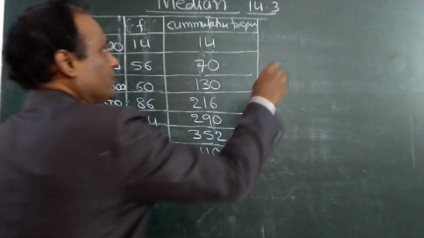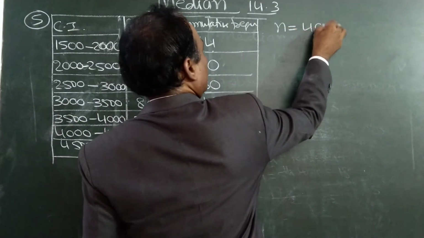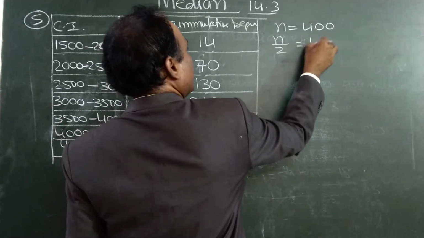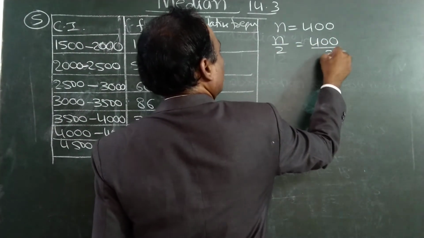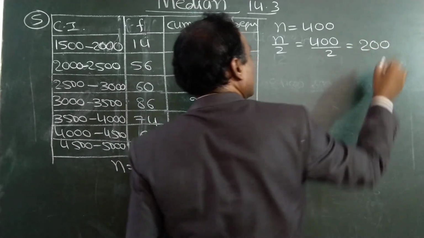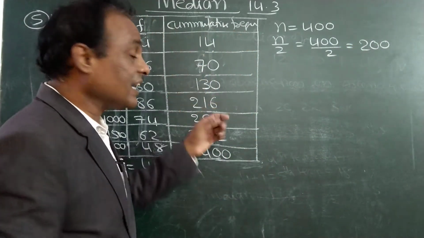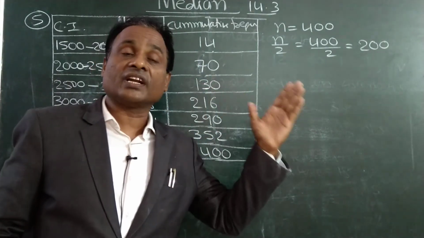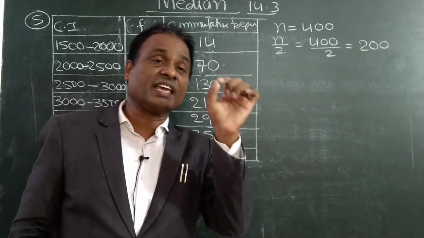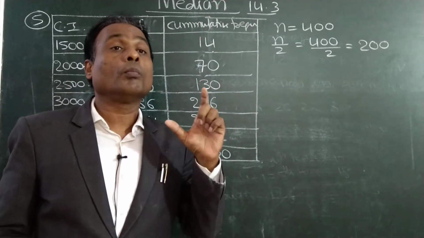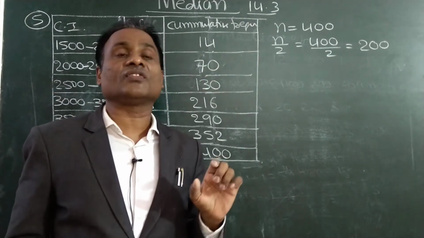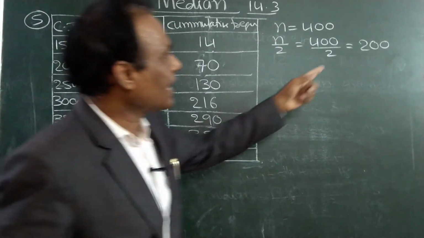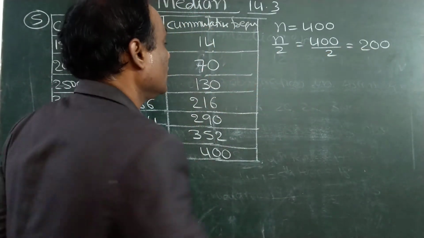Don't write n is equal to 400 yet. Then find n by 2. n by 2 is 400 by 2, which is 200. Where the 200 lies, that is the median class. Deciding the median class is very, very important. In the last two classes, I explained how to find the modal class. Modal class means wherever the highest frequency is, that is the modal class. That was very simple, but here there is a little bit of confusion. So where this 200 lies, that is the median class.